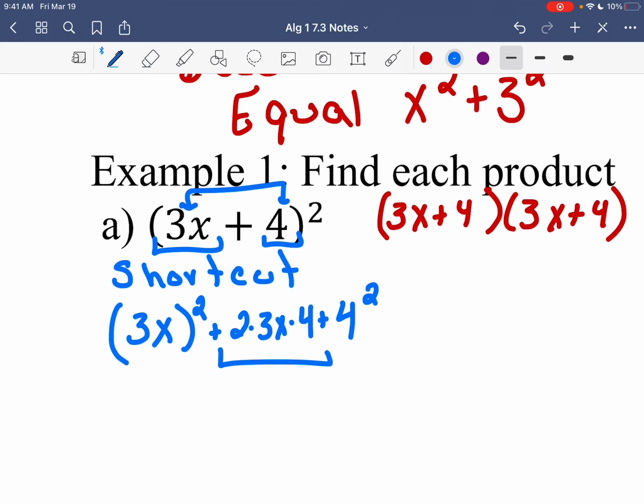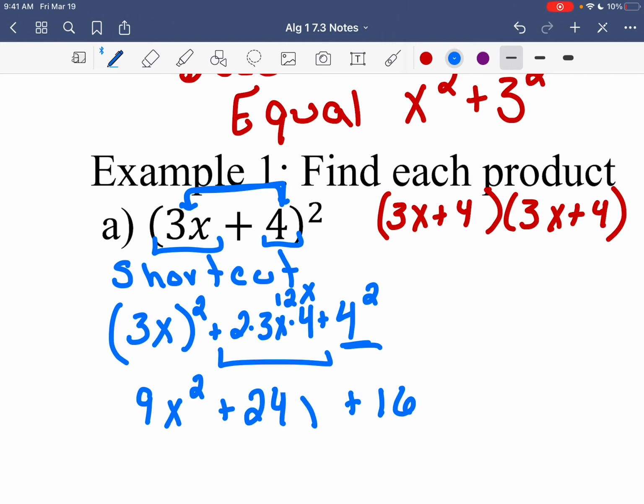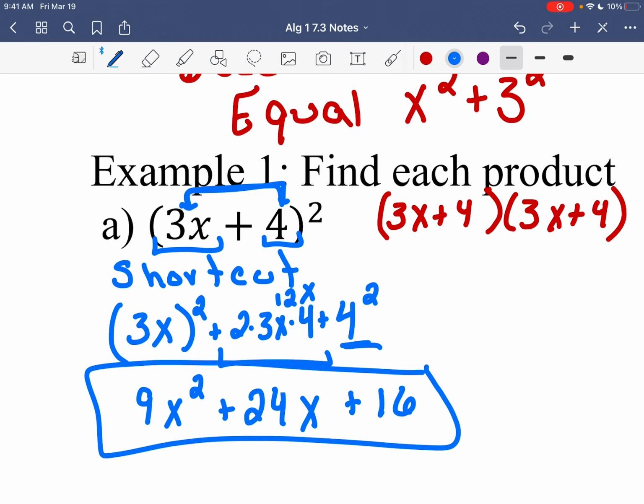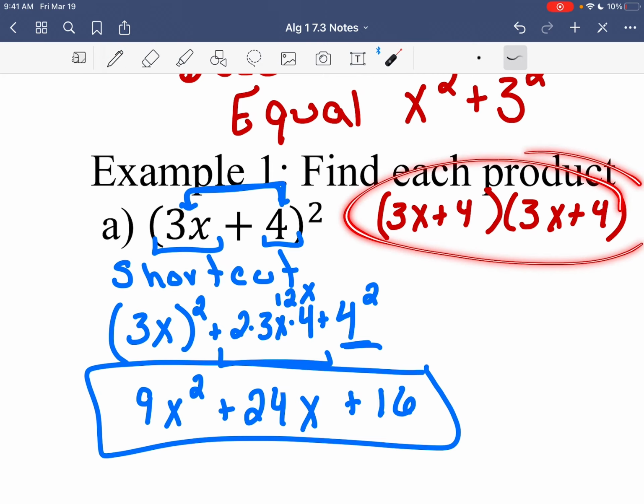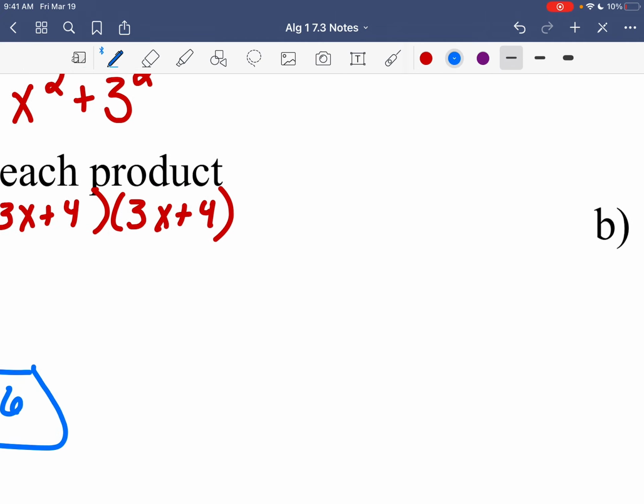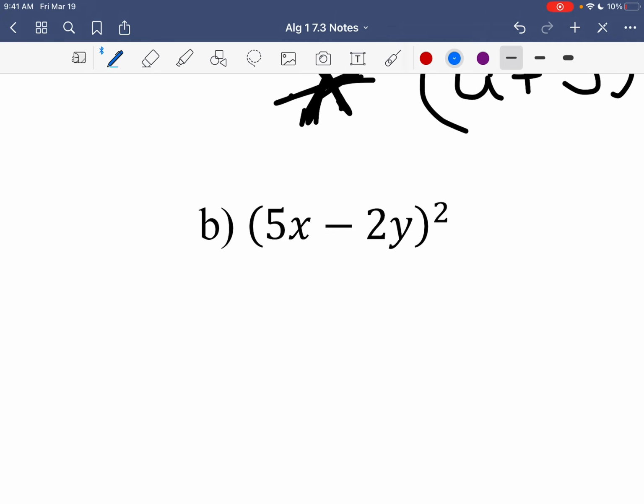So 3x times 3x is 9x squared, because I have to square the 3 too, plus the 16 on the end from this guy. And then my middle term is the 3x times 4, which is 12x times 2, so 24x. So here I was able to get it without having to multiply the whole thing out. Just a shortcut. Okay. This next one, 5x minus 2y.